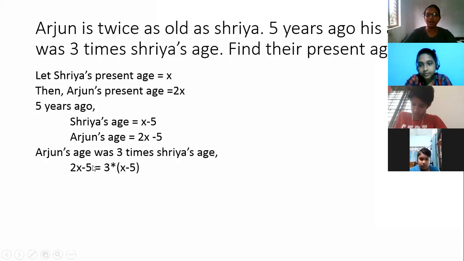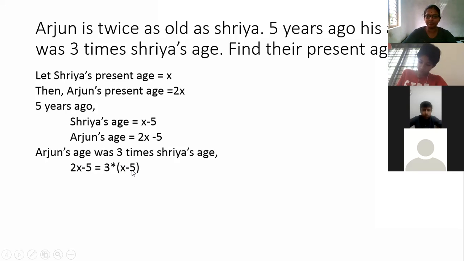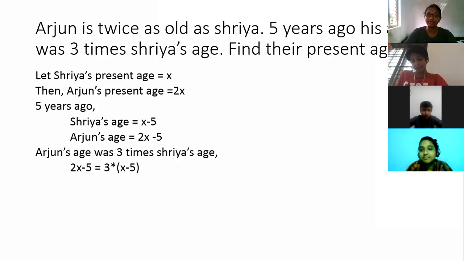Okay. Then we have formed an equation. That is 2x minus 5 is equal to 3 into x minus 5. Is it? Yes. Then here we have to multiply this 3 with x minus 5. Then what happens to our equation? How will you multiply this 3 with inside the bracket? It should be 3x minus 15, is it? Okay, then our equation became 2x minus 5 is equal to 3x minus 15.